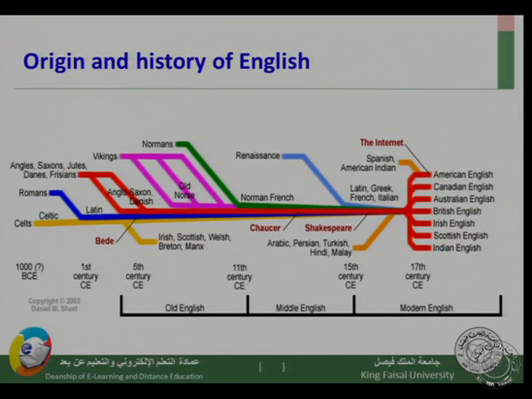Then I shared with you some information about this interesting diagram. I stressed the point that nowadays we have a variety of English. We have American English, Canadian English, Australian English, British English, Irish English, Scottish English, and Indian English. This diagram clearly shows us the main stages of English. We have Old English, Middle English, and Modern English.